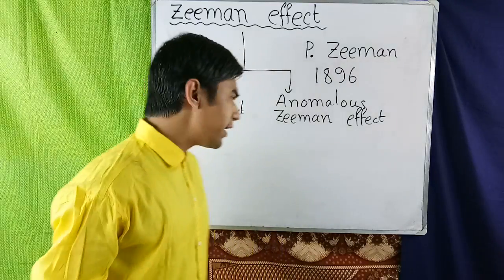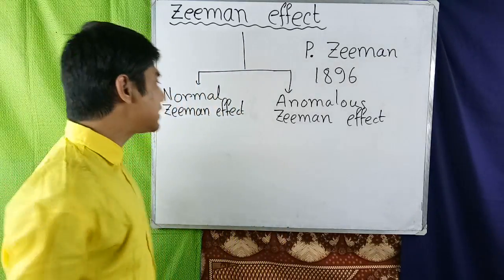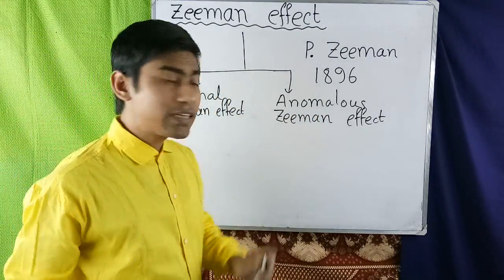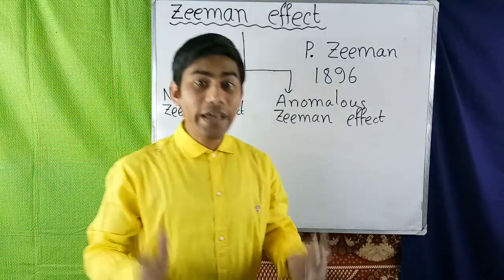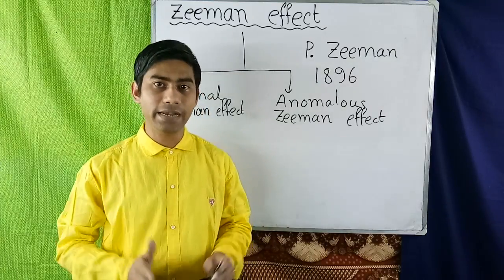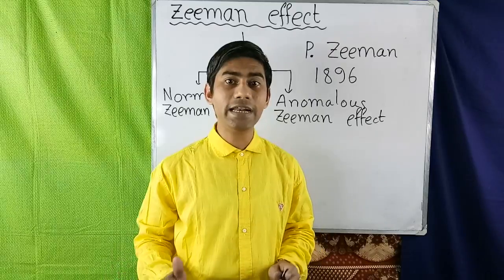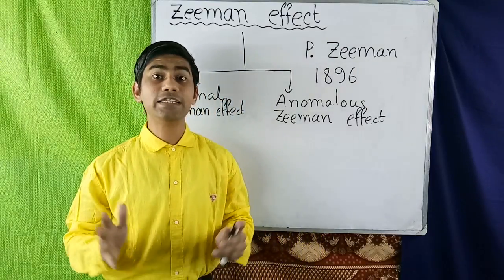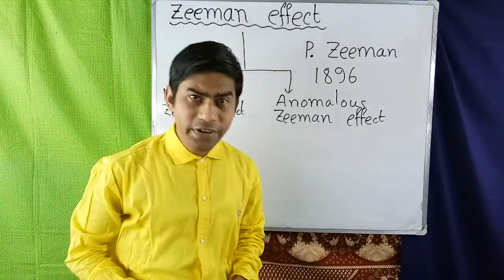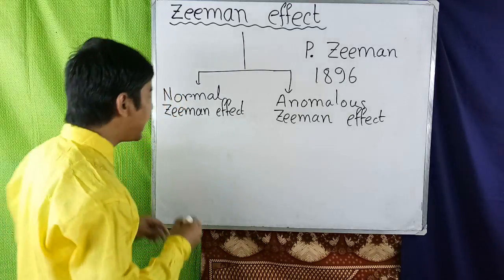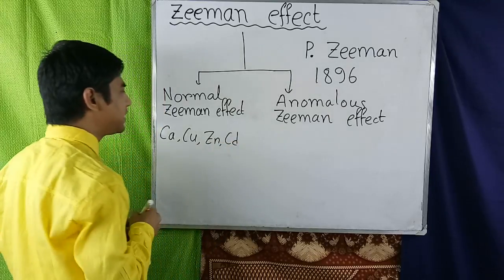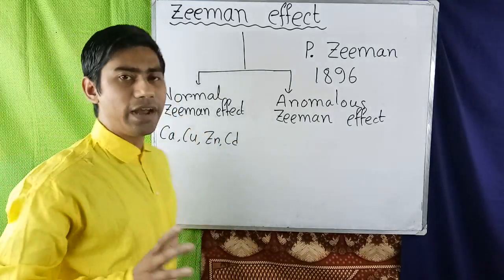Okay. There are two types of Zeeman effect. First is the normal Zeeman effect and the other is the anomalous Zeeman effect. Okay. Now what is the normal Zeeman effect? When a spectral line is split into three components in a magnetic field, when viewed in a direction perpendicular to the magnetic field, it is known as the normal Zeeman effect. The normal Zeeman effect is obtained from sources of elements like calcium, copper, zinc, cadmium, etc. Okay. So this is the normal Zeeman effect.